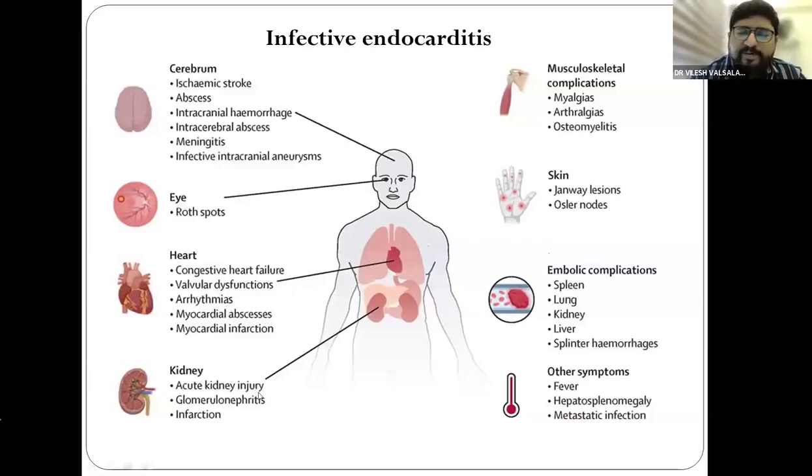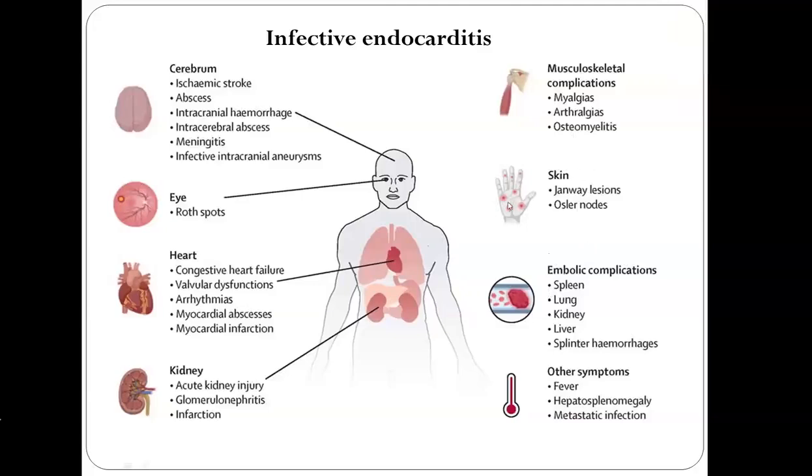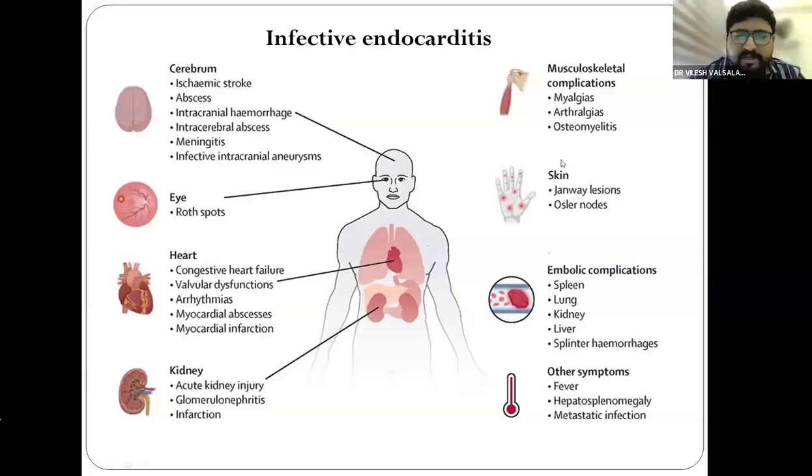In the kidney, you can have an acute kidney injury and a glomerulonephritis. You can have arthralgias, osteomyelitis, because of the vegetations entering the bone. The skin lesions are Janeway lesions and also painful nodes in the palm of the hand, and embolic complications, where you can see the vegetation pieces going into the blood and it can go to any of the organs like spleen, lung, kidney, liver, or in the nails we can see that as splinter hemorrhages.